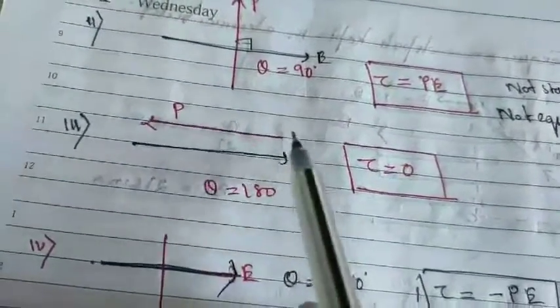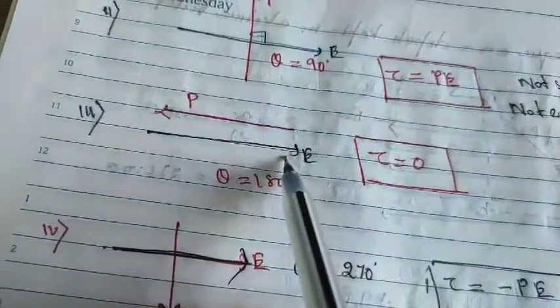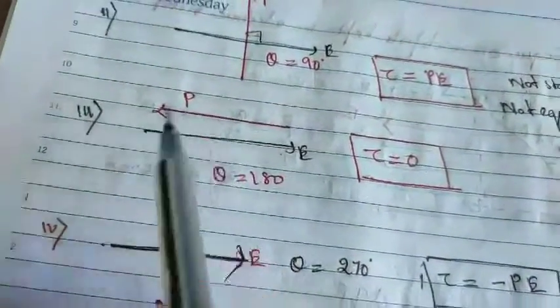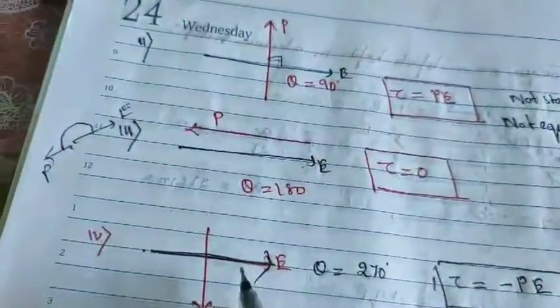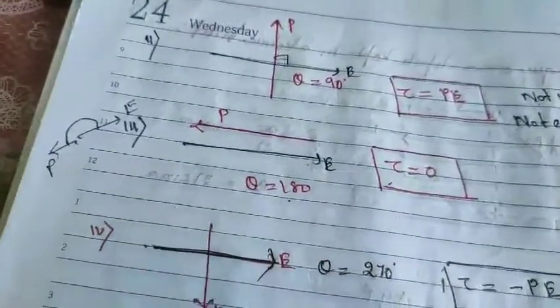Now we will move to the third, student. See, the dipole direction is like this and the electric field direction is like this. Means there is a difference of 180 degrees. Suppose the electric field is going like this and your dipole is going like this. Then tell me what is the angle? It is nothing but 180 degrees. So you put the value, student. Again you see the torque value is 0.